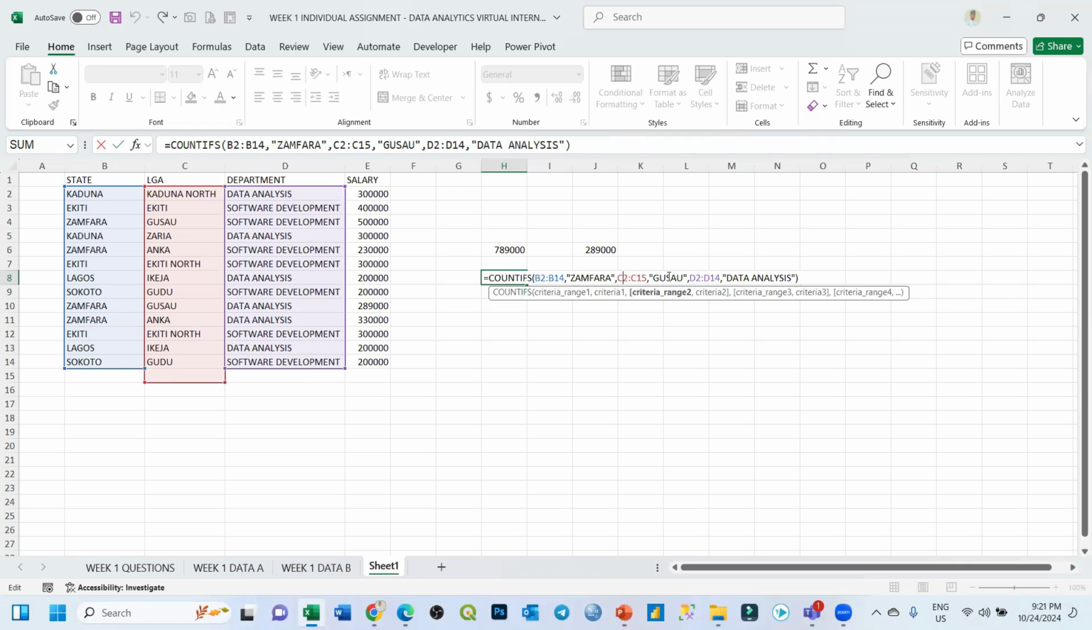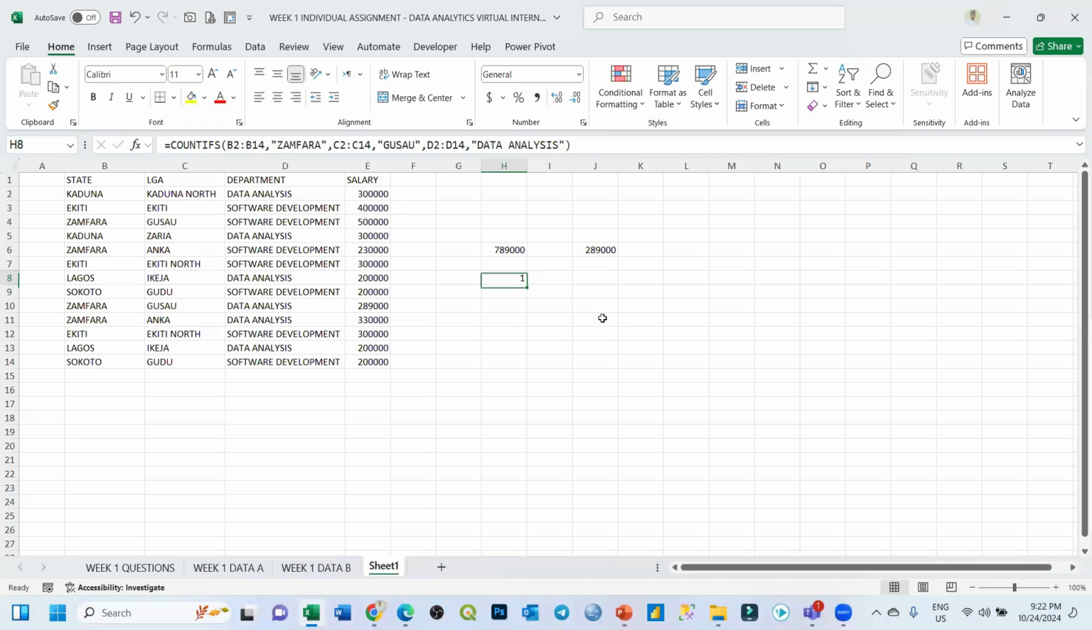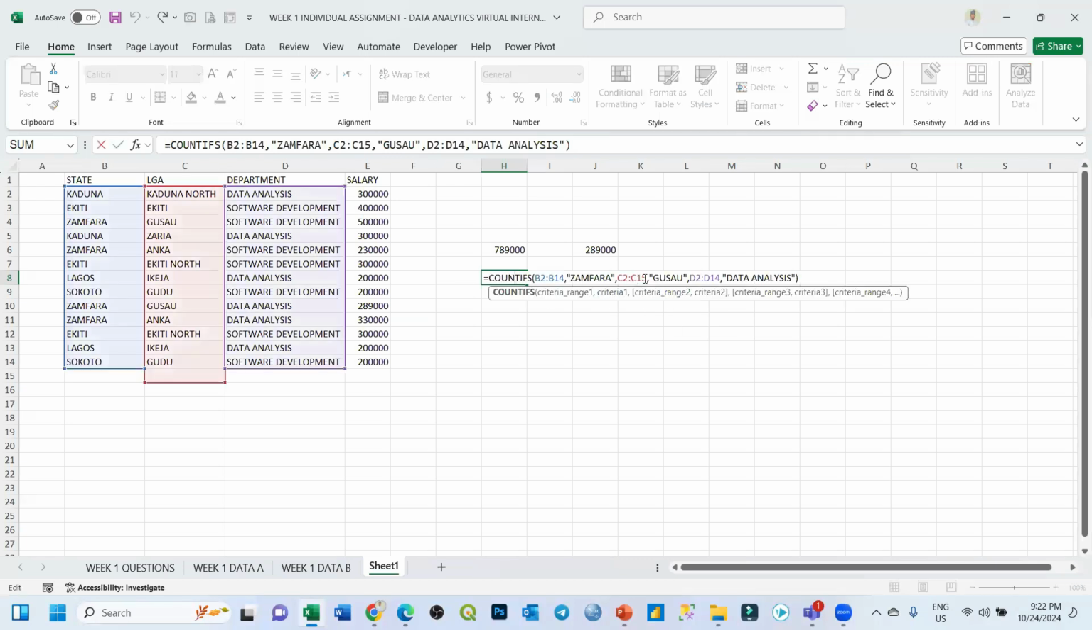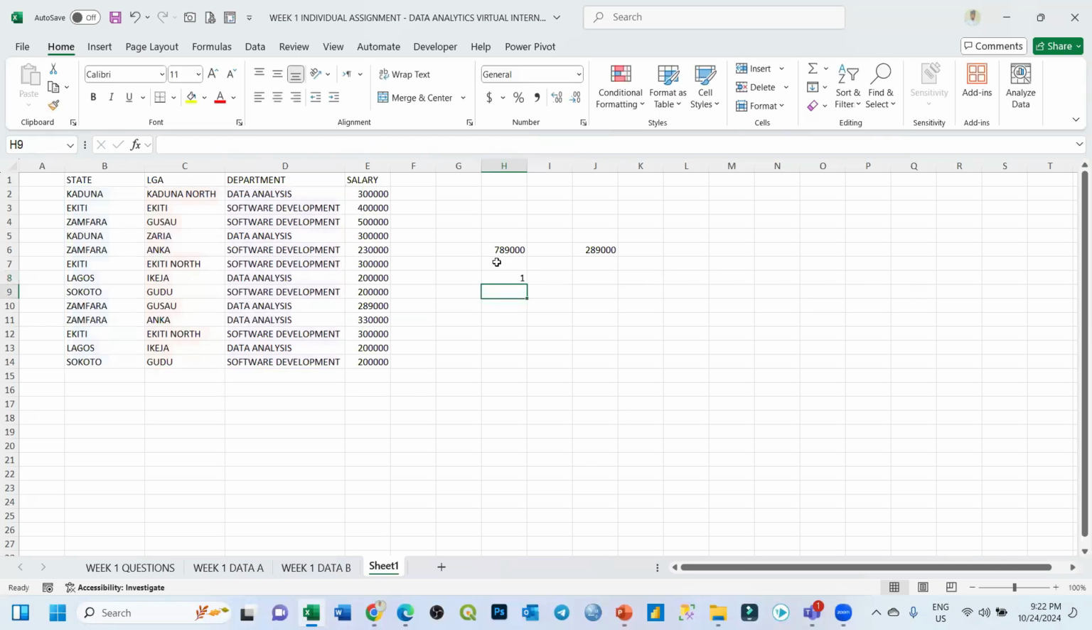Sorry. Criteria range 1, this we are looking for Gusau. Okay, sorry, I have to fix this here. We only got 1. Where I made a mistake is that I highlighted up to row 15. Let me show you, so that if you get the same error, you know it is a mistake. This is supposed to stop at row 14, so I drag it until row 14. That way I adjust it like this. Then I press enter and it gives us only 1.